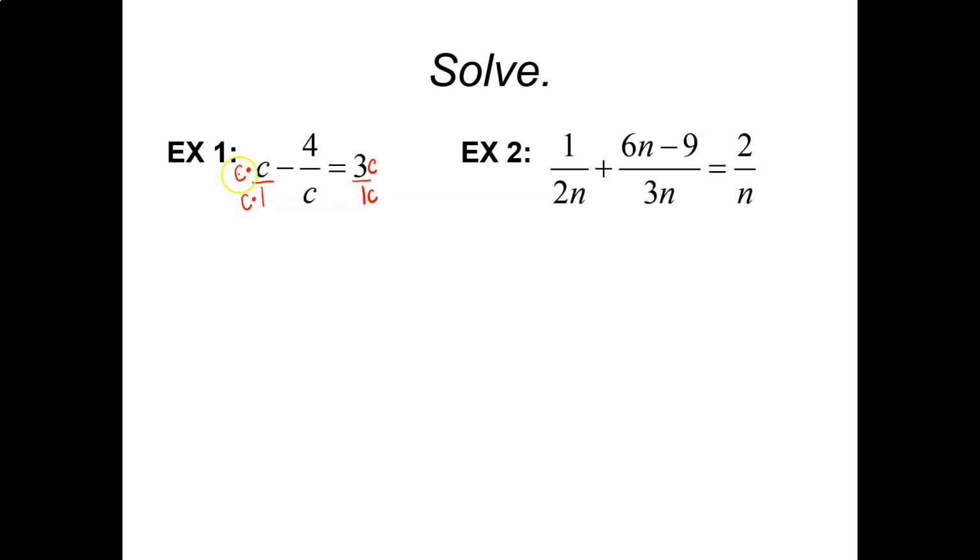So when I do that, C times C is C squared over C minus 4 over C equals 3C over C. And if I want, I could write this on the left-hand side because I have common denominators now. I could write those together. So I've got C squared minus 4 over C equals 3C over C.